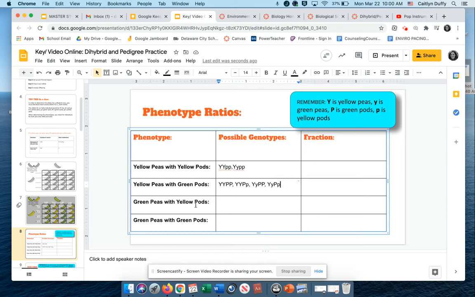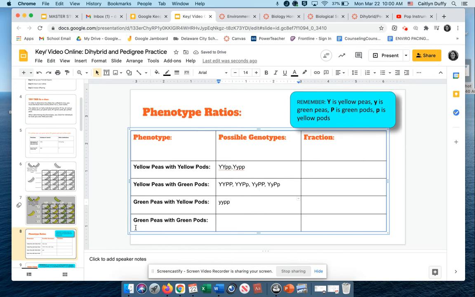Now what about green peas with yellow pods? Well, green peas are going to be big P, or they can be big P, little p. Yellow pods, remember, are recessive, so they can only be little p's. So I'm sorry, the peas are Y's. So green peas, we know, is little y, okay? Yellow pods are going to be little p, okay? Again, right here, all right?